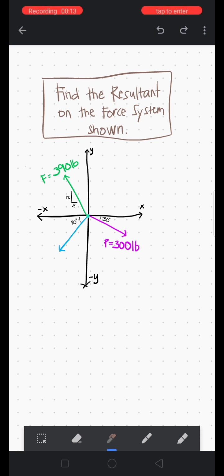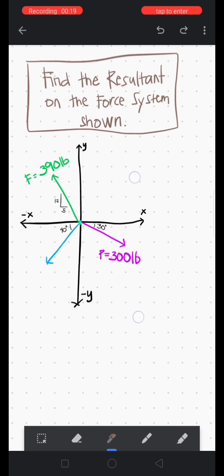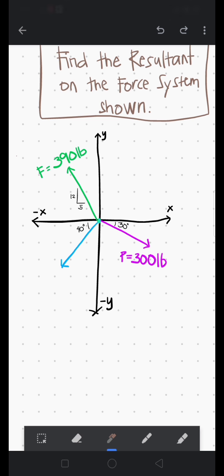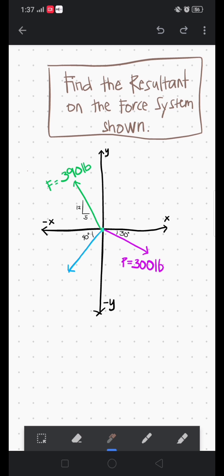Welcome. Let's try this example. Here we have: find the resultant of the force system shown. Based on the given data, we can see that these forces are coplanar and concurrent.